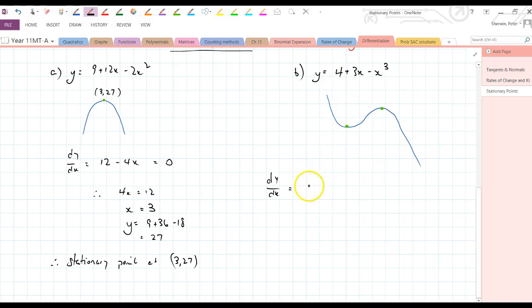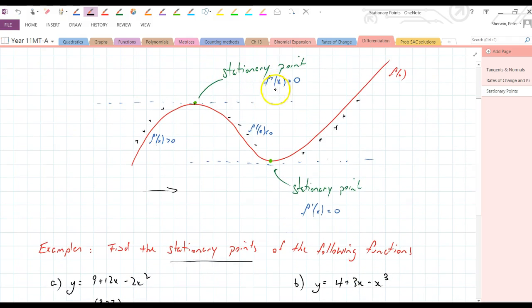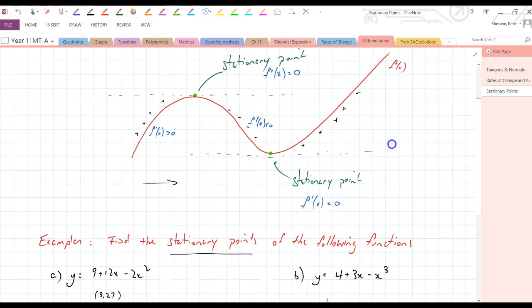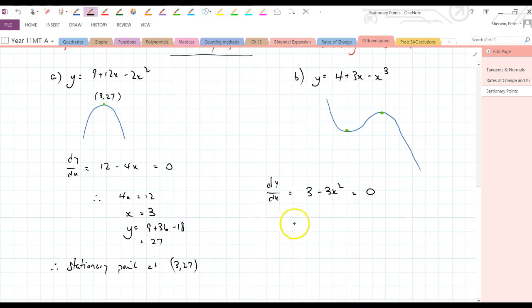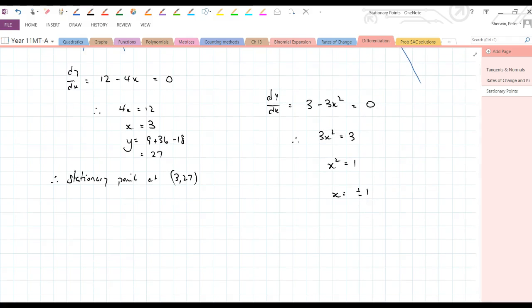dy dx, the gradient function again, 3 minus 3x squared. That's going to be equal to 0 for the stationary point. That's what we do: we get the derivative equal to 0 for the stationary point. Go back up here. What's happening at the stationary point? The derivative function equals 0. So let's solve this then. Therefore, look at this, 3x squared. Divide through by 3, x squared equals 1. So x is equal to plus or minus 1. Right, so what we need to do now is, when x equals 1, we want y. We know what y is.